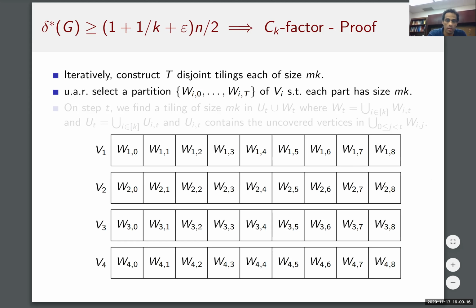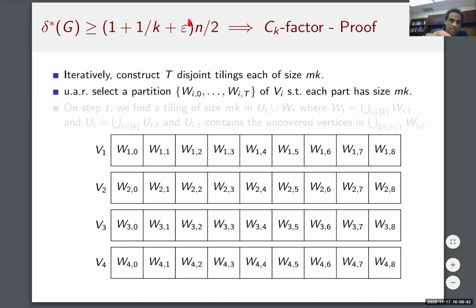For example, wherever it was, look here. He should have the right proportion of neighbors inside. His neighbors in V1 should be in this part. So the whole thing was size n, and now it's mk, so he should have about this number of neighbors times mk over 2 inside each part.